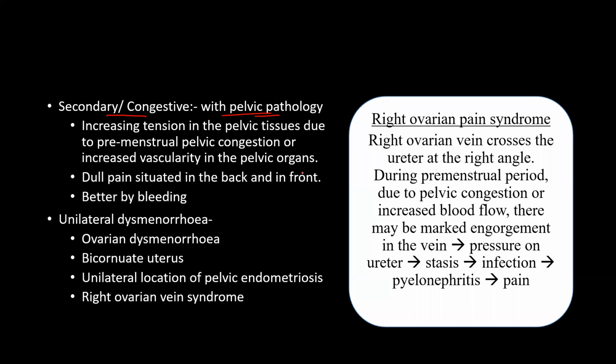So the blood which is being supplied to the normal uterus is not enough. It should be increased. So basically, in this particular condition where there is a pelvic pathology, increased vascularity in the pelvic organ occurs. And not only that, there will be a premenstrual pelvic congestion. And the tension or the pain is occurring because of this particular theory.